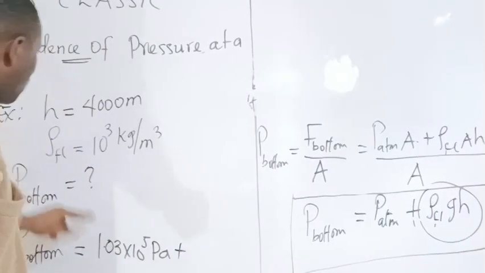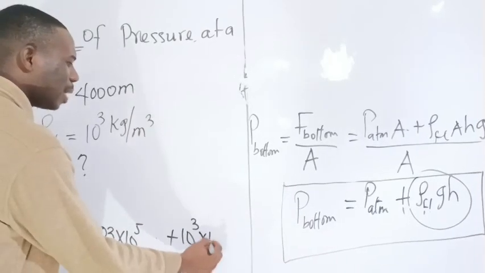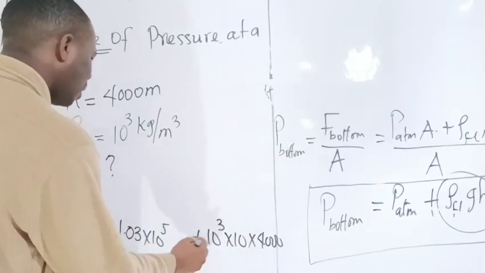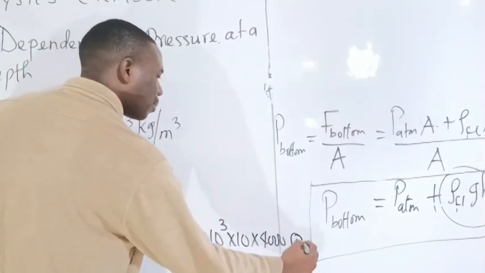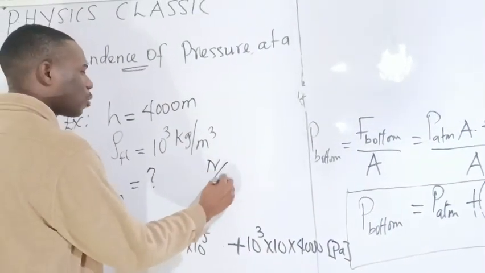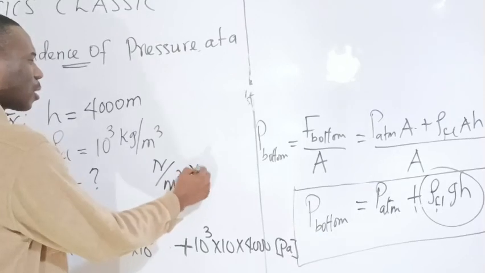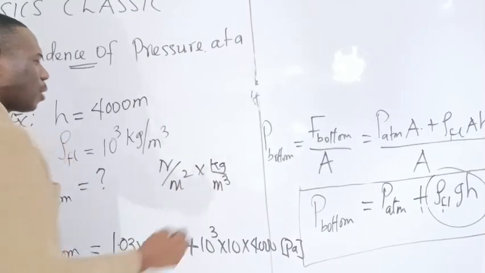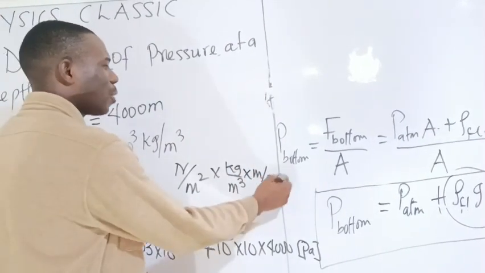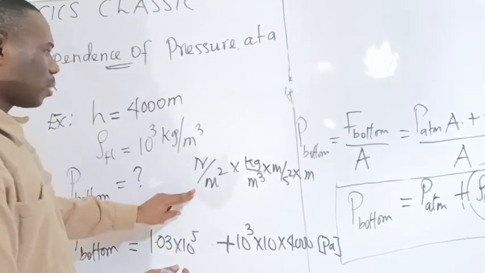Plus, the density of the fluid, which is water, is 1,000. Just keep the units at the end of the day. G is, let's use roughly 10. And the height is 4,000. So clearly, this would come out also in Pascal, because Pascal itself is Newton per square meter. So I had a Pascal here. For density, that's kilogram per cubic meter. G is meter per second squared. And of course, height is in meter. Right? Newton per square meter.